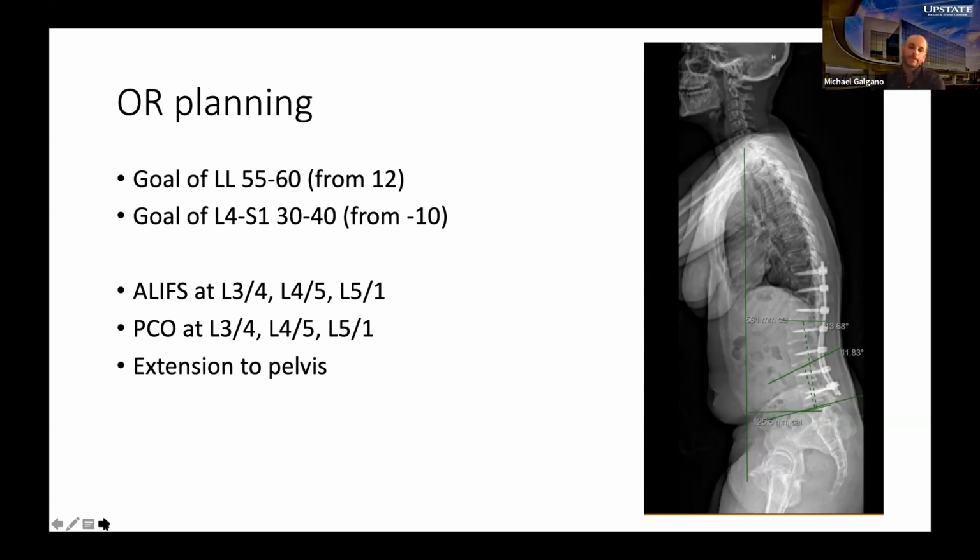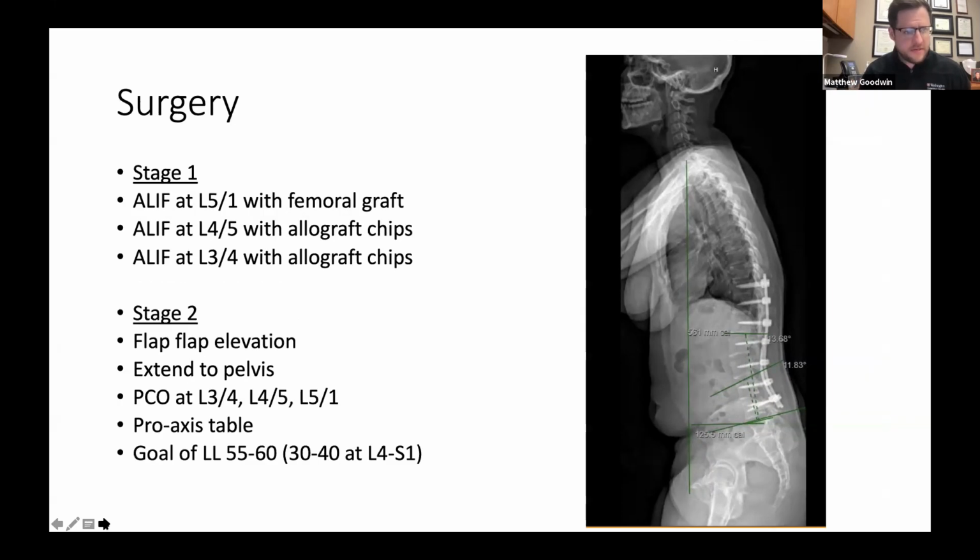Well, for the sake of time, I'll show you what we did, and I don't want to leave you short on time here, Michael. So I staged it. I took her in the front first and did an ALIF at L5-S1. Really tried to get as much lordosis as I could there, and then I did ALIFs at L3-4 and L4-5, and just put chips in there because she was fused in the back. But I wanted to be able to loosen everything up, get some graft in there, and then be able to flex her and extend her when I got to the back.